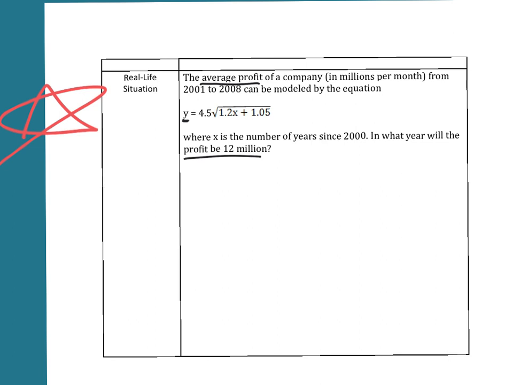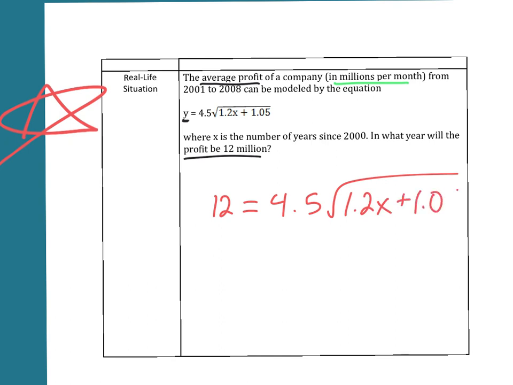Okay, the only reason this gets a little bit confusing, it says in millions per month. So how many million is 12 million? 12. So really this is just going to be 12 equals. And I screwed that one up in front of my first hour because I put in 12 million because I didn't read the question on a Monday morning at 7:15.